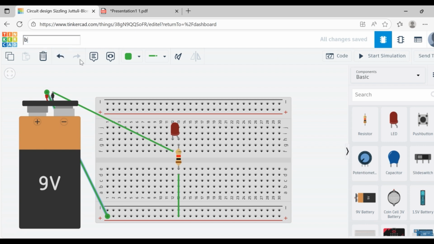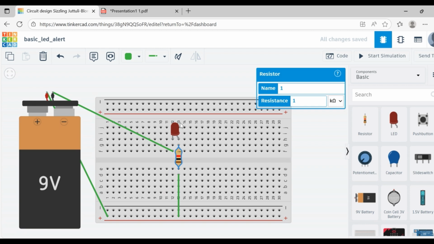Rename the project to your desired preference. You can use the Send to option and share with your peers or your teacher. With this, we have completed our experiment on building a basic LED circuit in Tinkercad. If you're curious about how we calculate the correct resistance value to protect the LED, continue watching. We will explore that next.